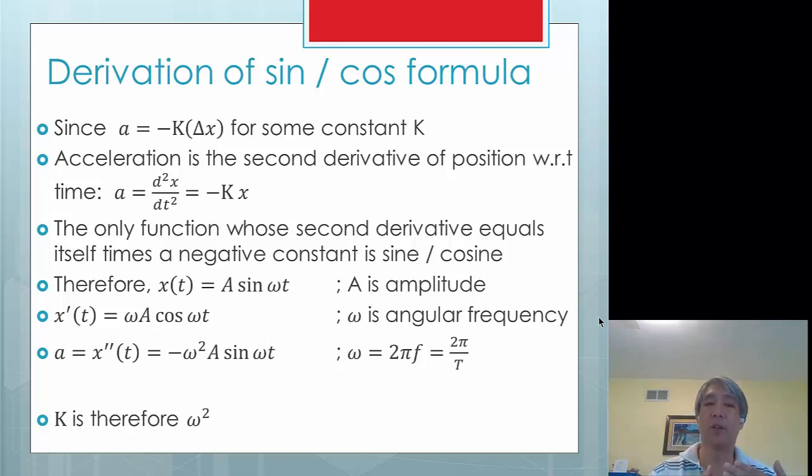So if I assume that x of t has a format of A sine omega t, the first derivative becomes omega times A cosine omega t, and the second derivative becomes minus omega squared A sine omega t. Therefore, that constant or coefficient k equals omega squared, because the A sine omega t is x of t.